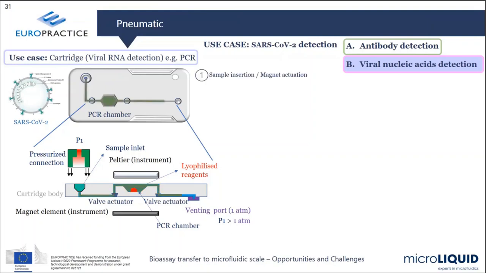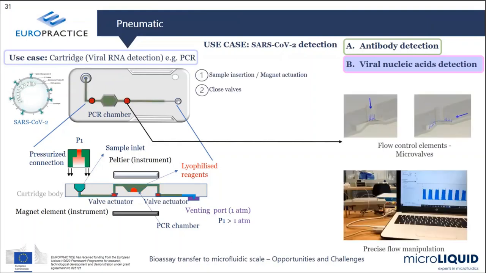We insert the sample into the chamber, and then we will also apply it to different valves at both sides of the chamber, which are in this case flexible membrane based. We will make use of magnets in order to trap the magnetic particles that we have used for the collection of our targets.